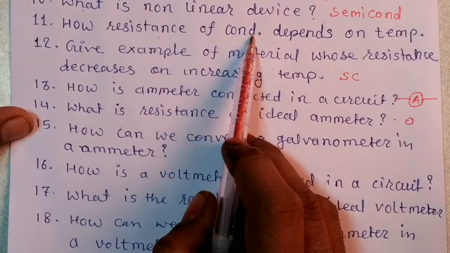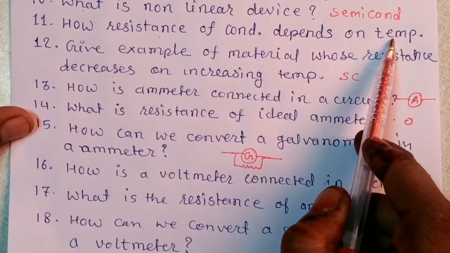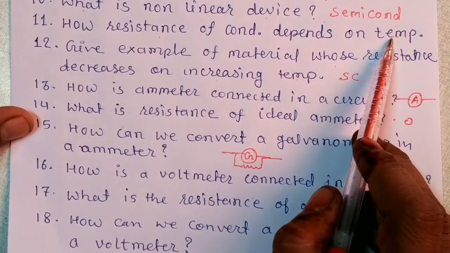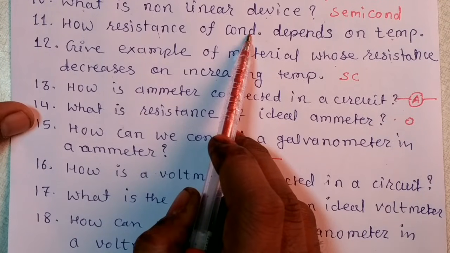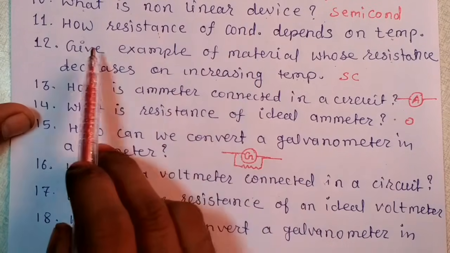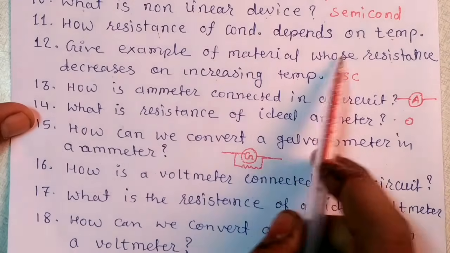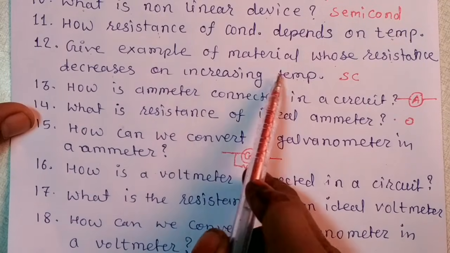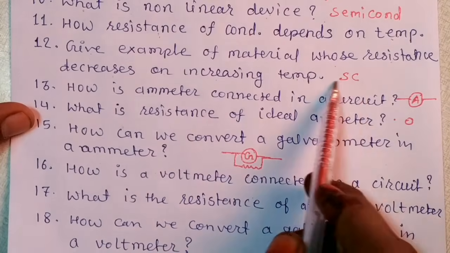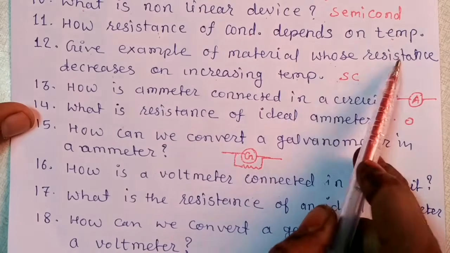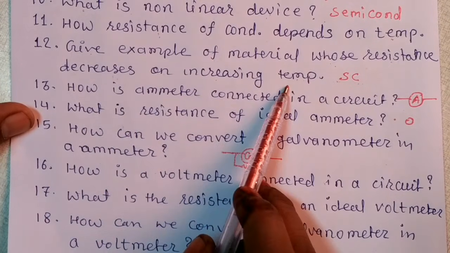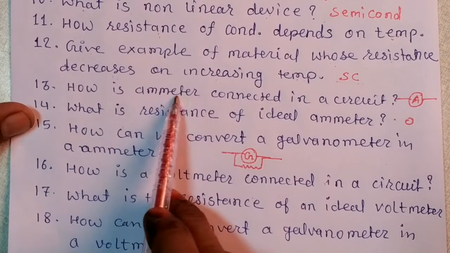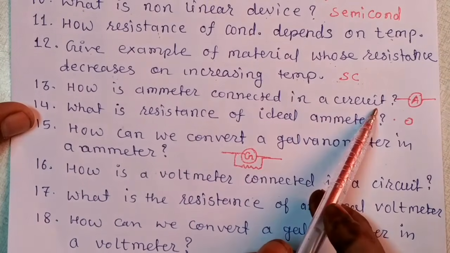Resistance of a conductor depends on temperature. On increasing temperature, the resistance of a conductor also increases because the relaxation time decreases. Give an example of a material whose resistance decreases on increasing temperature. Semiconductor materials are those materials whose resistance decreases on increasing temperature.